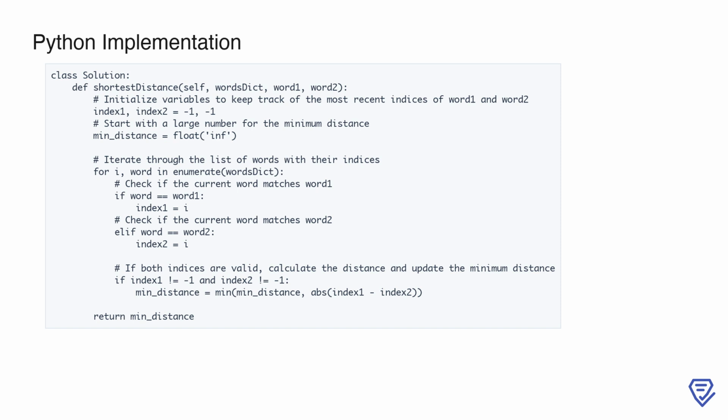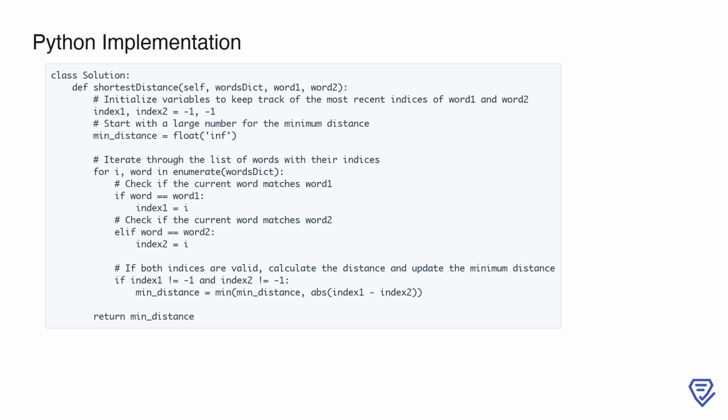After updating either index1 or index2, we check if both indices are valid, i.e., not -1. If they are, we calculate the absolute difference between the two indices and update min_distance if the new distance is smaller. Finally, after processing the entire list, we return min_distance, which contains the shortest distance between the two words.